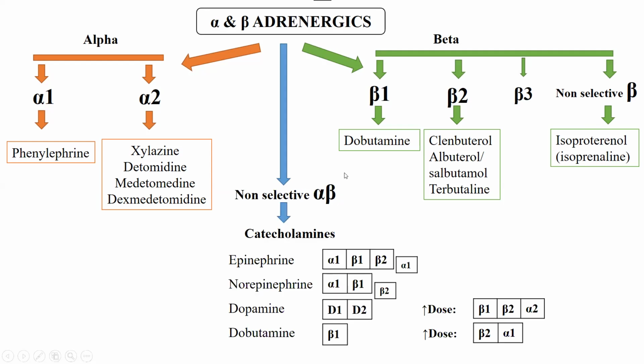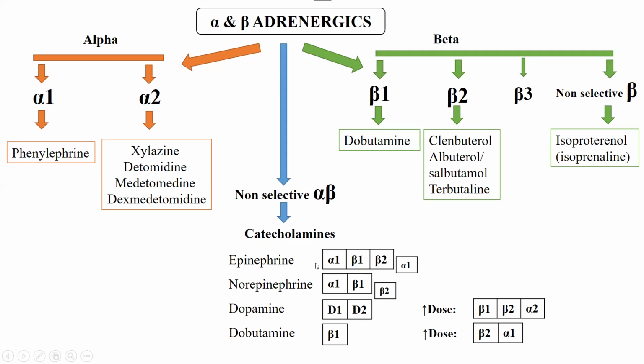Then we have our non-selective. In non-selective, we include catecholamines. Catecholamines are basically four: epinephrine, norepinephrine, dopamine, and dobutamine, that we have mentioned over here. And you should remember that epinephrine, norepinephrine, and dopamine are natural. They are also made endogenously by our own bodies, animal bodies. But dobutamine is a synthetic, lab-made drug.